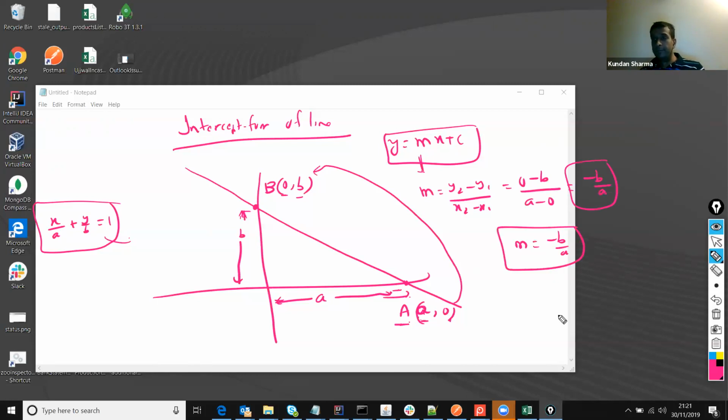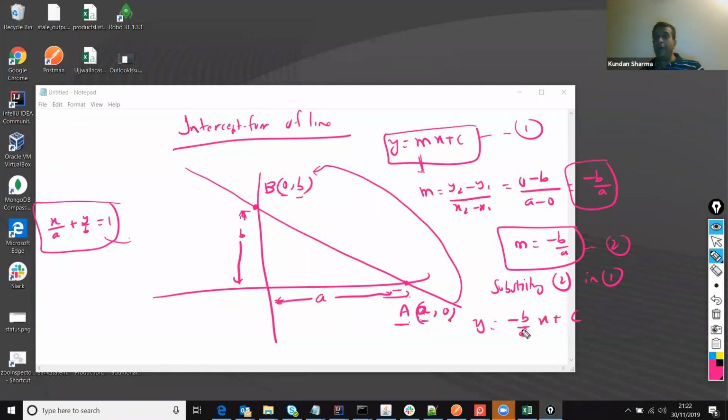Is it correct? Now I can say that this is called 1. I can substitute the value of m in this. So substituting, I call it 2. So substitute 2 in 1. So y will become y is equal to minus b by a x plus c.